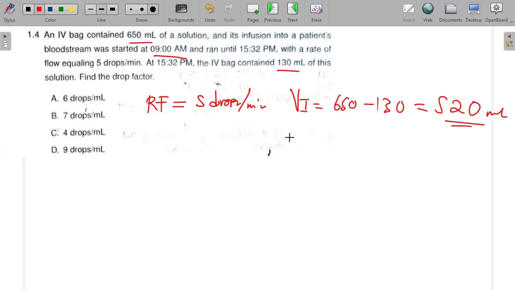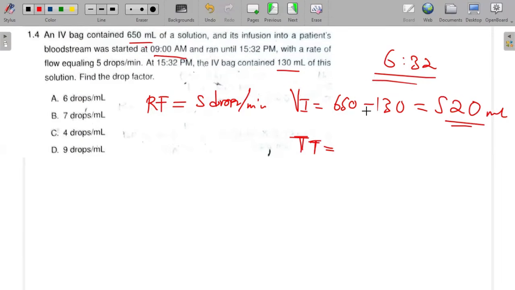And then what time has elapsed? So let me find the time that has elapsed. So the total time is from 9 hours to 15:32. So if I subtract those two, what am I going to get? So 15:32 subtracted by 9 hours, I'm going to get 6 hours 32 minutes. Okay, so this is the time that has passed.